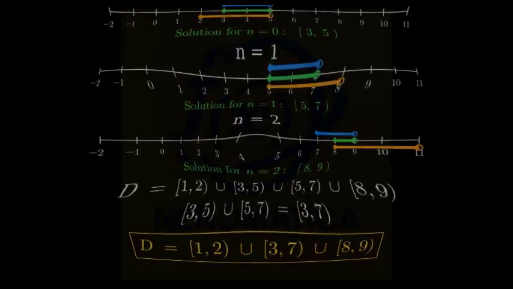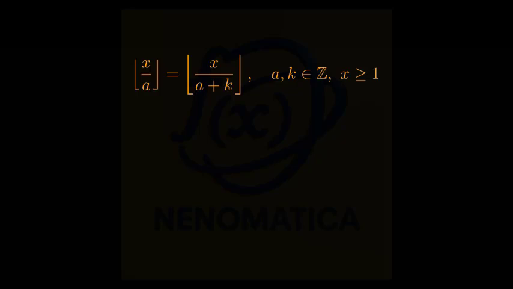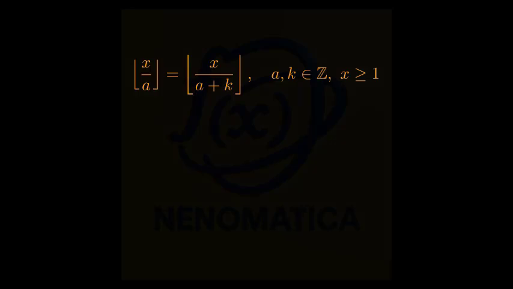In this lesson, we will count all integer solutions x that satisfy the equation: the floor of x over a equals the floor of x over a plus k, with a and k integers, and x at least 1. We will follow a clean 4-step plan. Set both floors equal to an integer m, find the x interval for each m, and sum counts across all m.